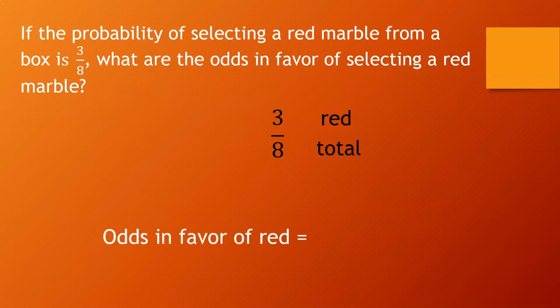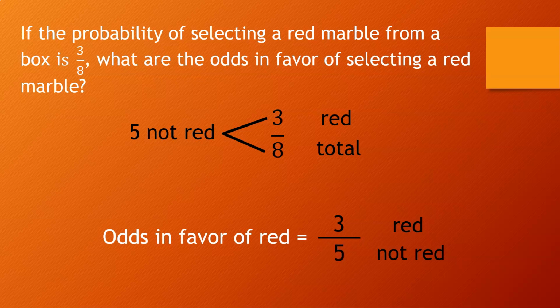To find the odds in favor of a red marble, we'll have to compare the number of red marbles to the number of not red marbles. We already know there are 3 red marbles, but we need to figure out how many are not red. But if 3 are red out of 8 total, that means of the 8 total, the remaining 5 have to be not red. And that gives us the denominator for our odds. So the odds in favor of selecting a red marble are 3 to 5.